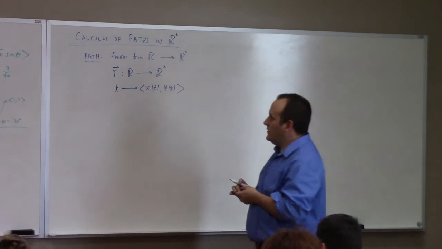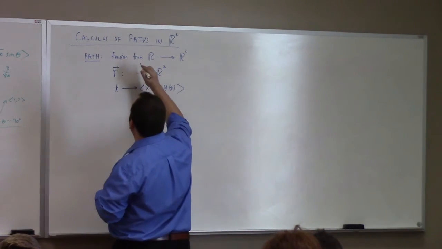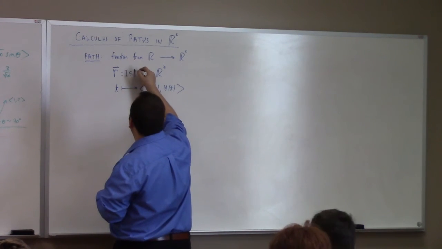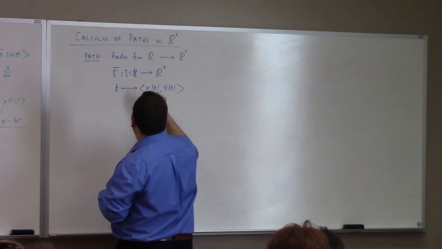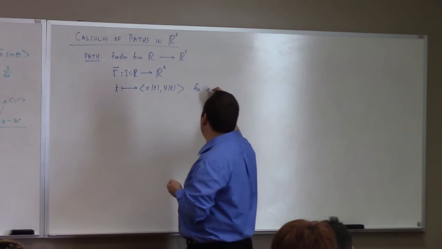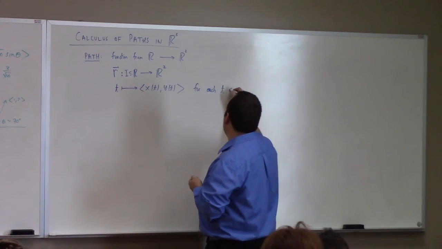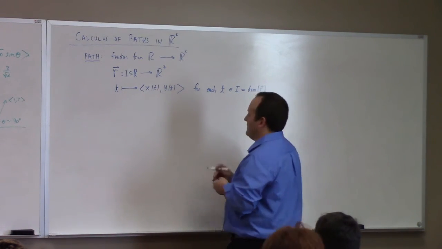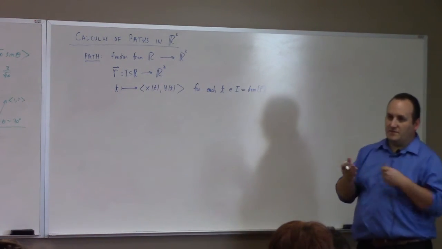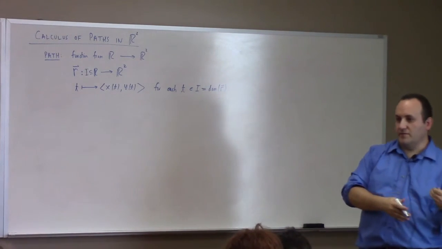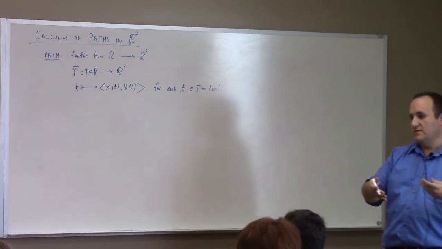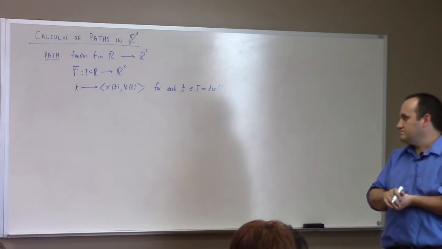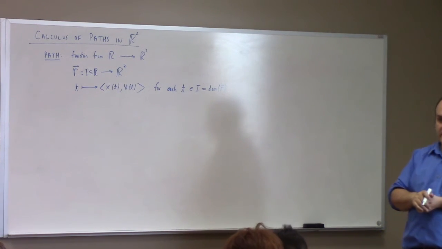To be careful, I shouldn't assume that the domain of a path is the whole reals. We could take some subset of the reals, I, so this is for each t in I. I is what we call the domain of the path. Nothing terribly surprising there. So the path is just a function from the reals, or some subset of the reals, to R2. That's a path. It's a pair of real functions, not just one function.